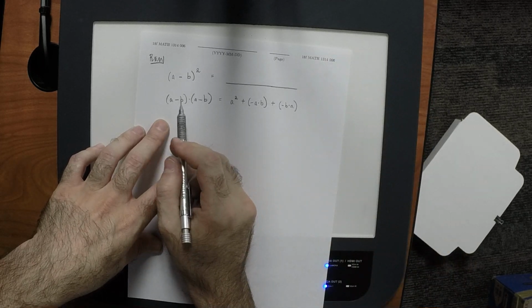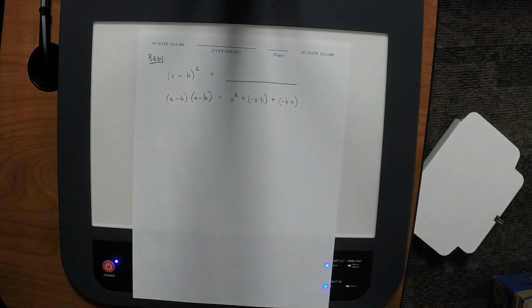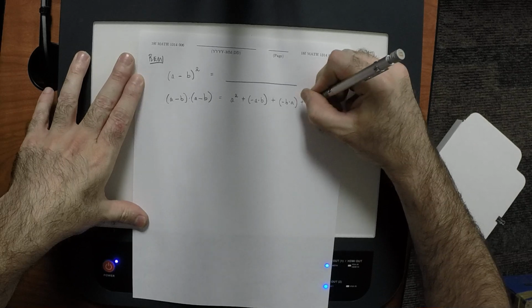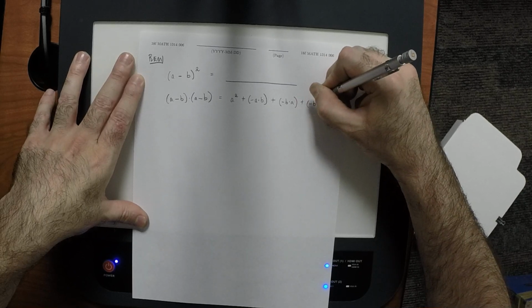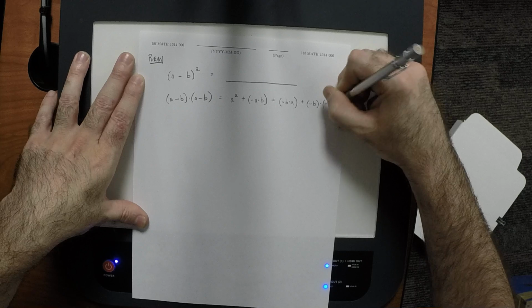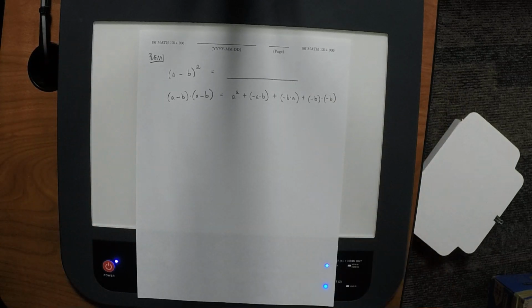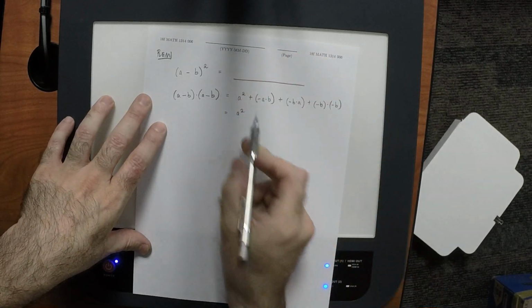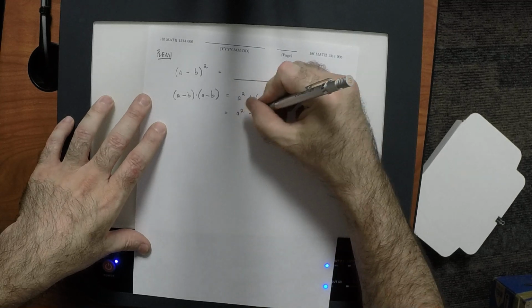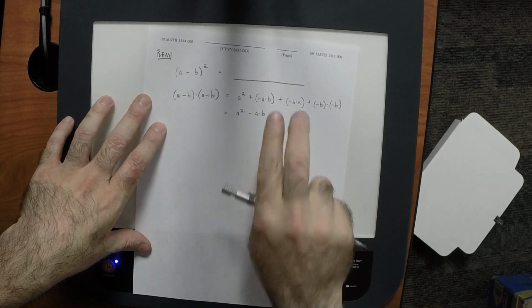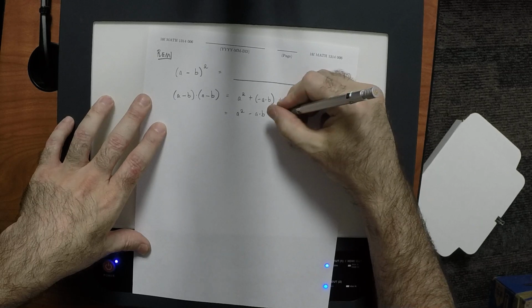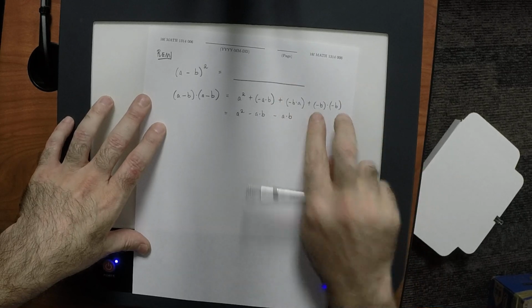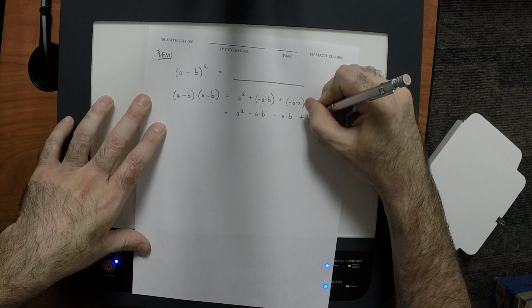Well, so we would have negative b multiplied by negative b. Right. So can you see that the negatives will cancel? So that we'll have a squared, and then now I'll write minus ab. I'll commute those and write another minus ab. And then the negatives cancel, and we have plus b squared.